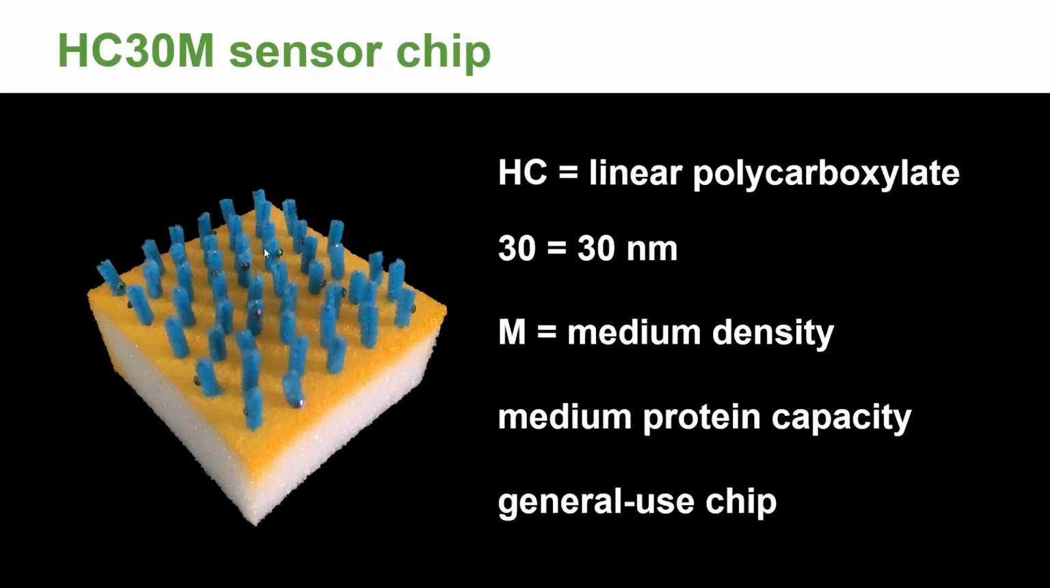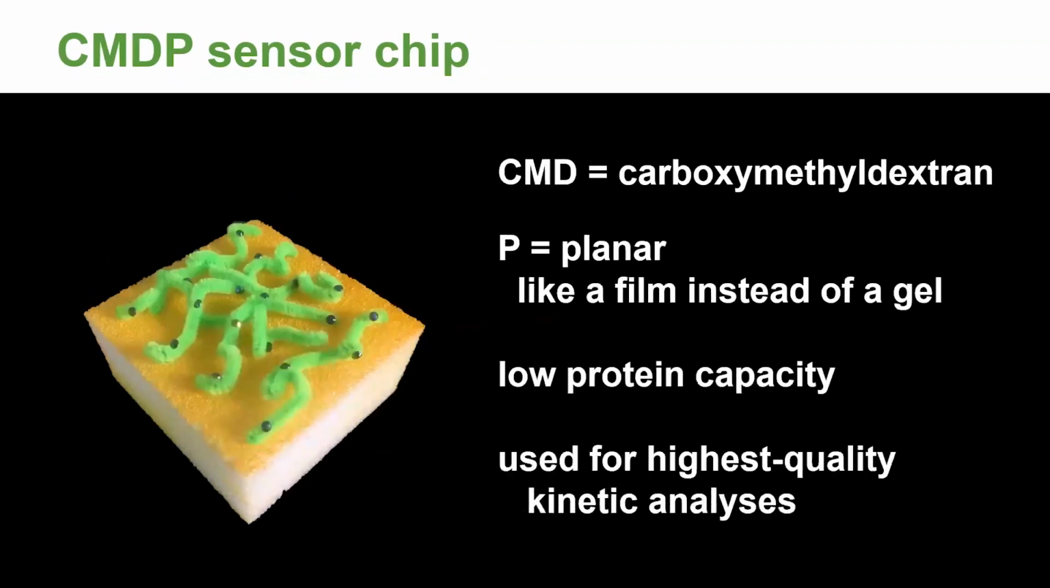A very similar chip type is the HT-30M. So this is, again, the linear polycarboxylate, but instead of being 200 nanometers thick, it's 30 nanometers thick. It's a medium protein capacity chip. This is probably our most commonly used general chip. The vast majority of either kinetics or binning assays you're going to run can run well on this chip type. And it has great transport dynamics, very similar to a planar surface, and reasonable binding capacity.